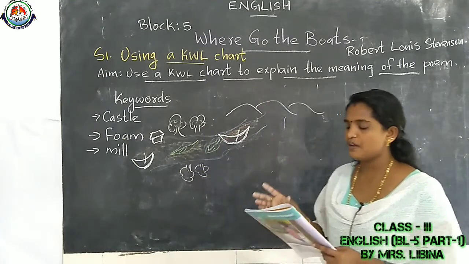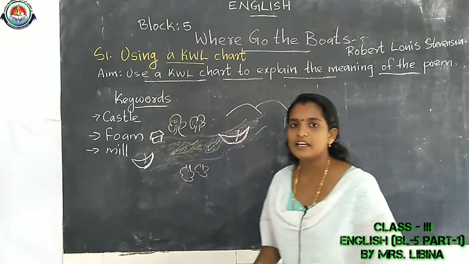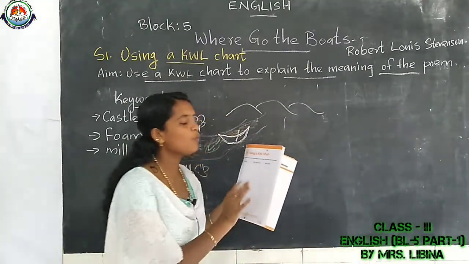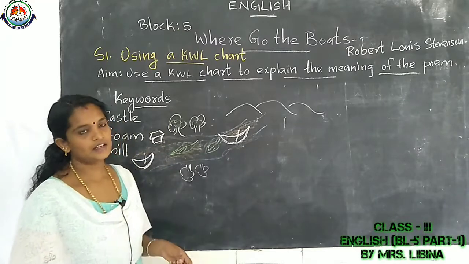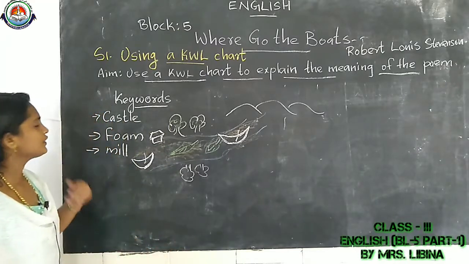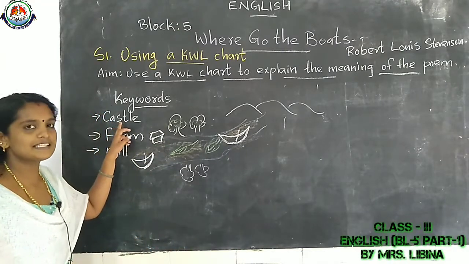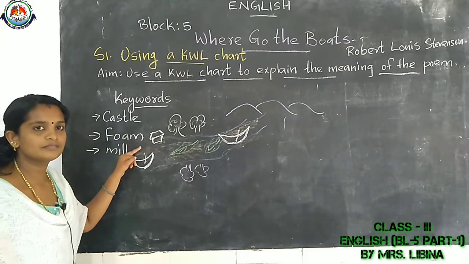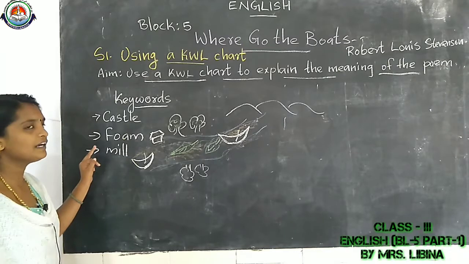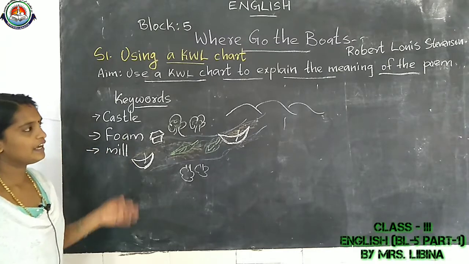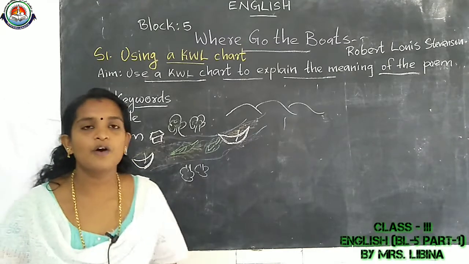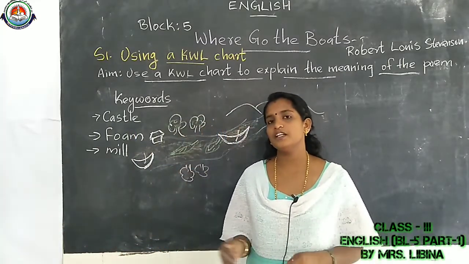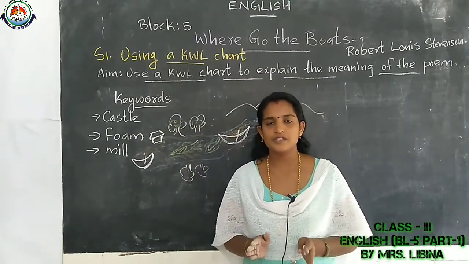Okay, in this way, the things you have learned you have to write in the third column, what I learned. And also study the keywords. Read with me. First one, castle. Yes. Second one, foam. Yes. Third one, mill. Okay. Then you have to read this poem and also study the meaning and the spelling of each keyword. Okay. Hope all of you have understood today's class.